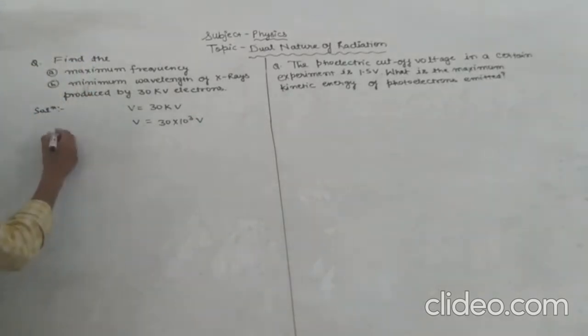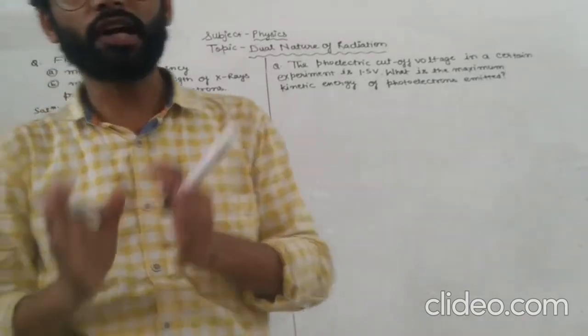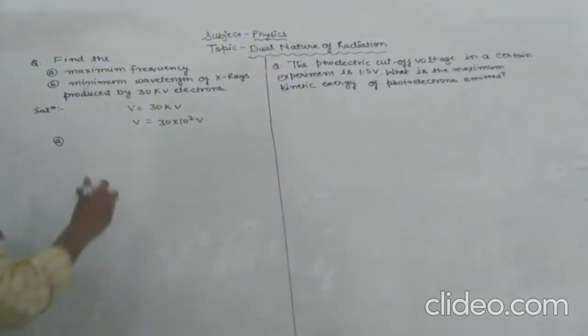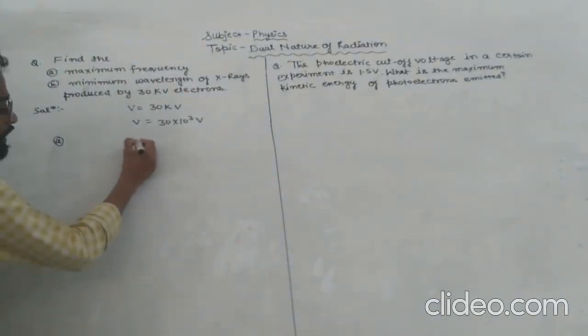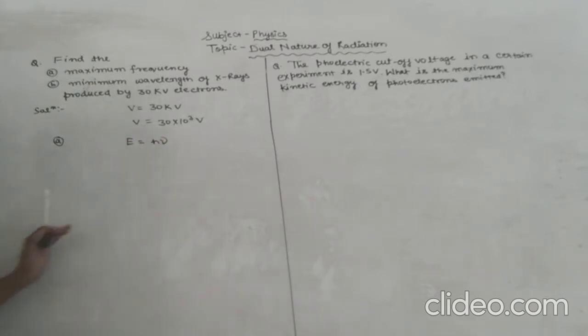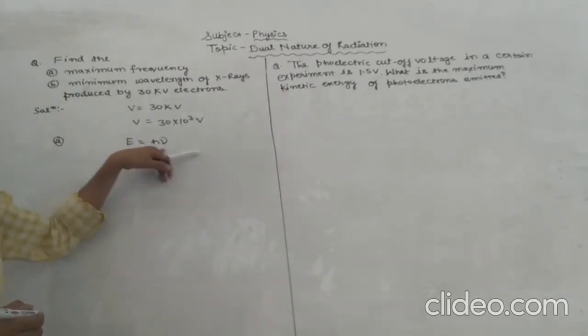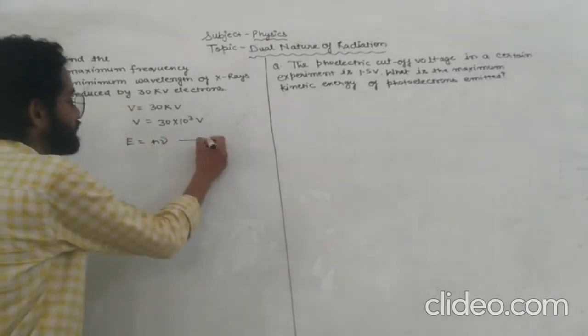Now we are to find out the value of maximum frequency. The very first thing we are to get is the maximum frequency. How will you get the maximum frequency? We have many formulas for this. We know that E is equal to h nu. This kind of relation we are having.